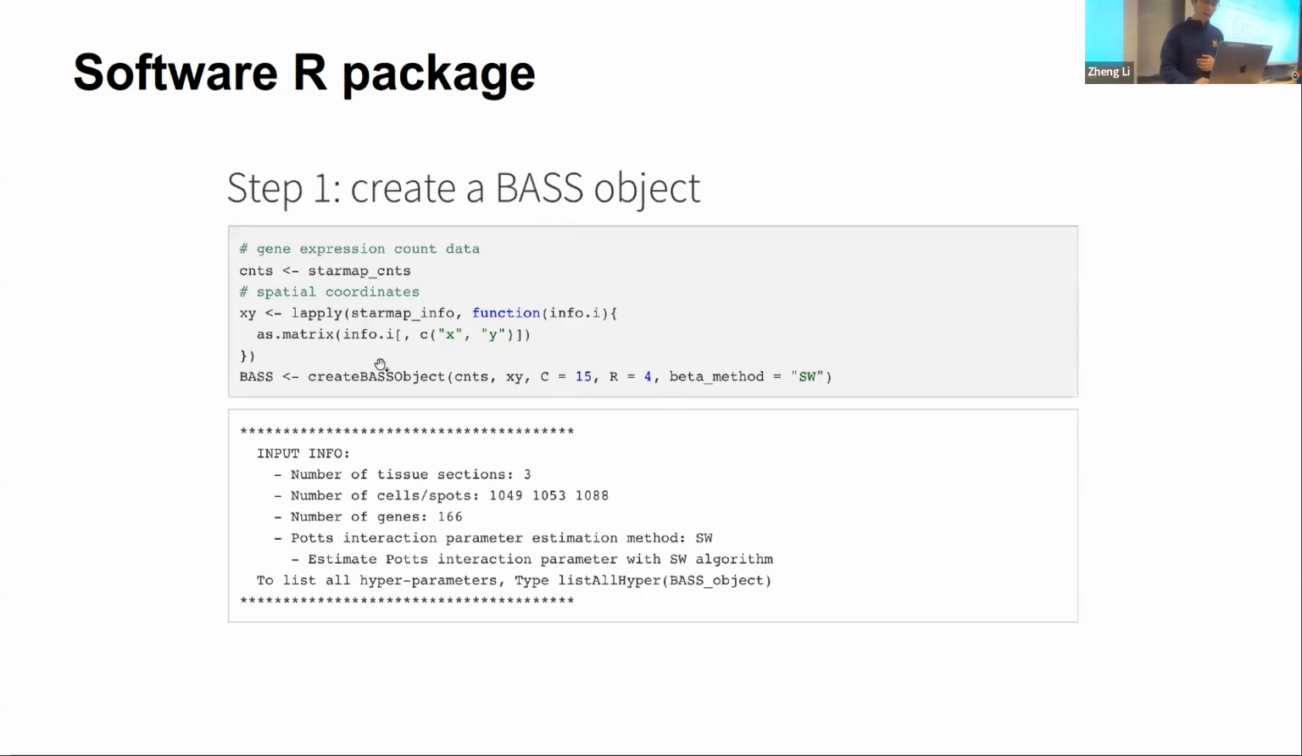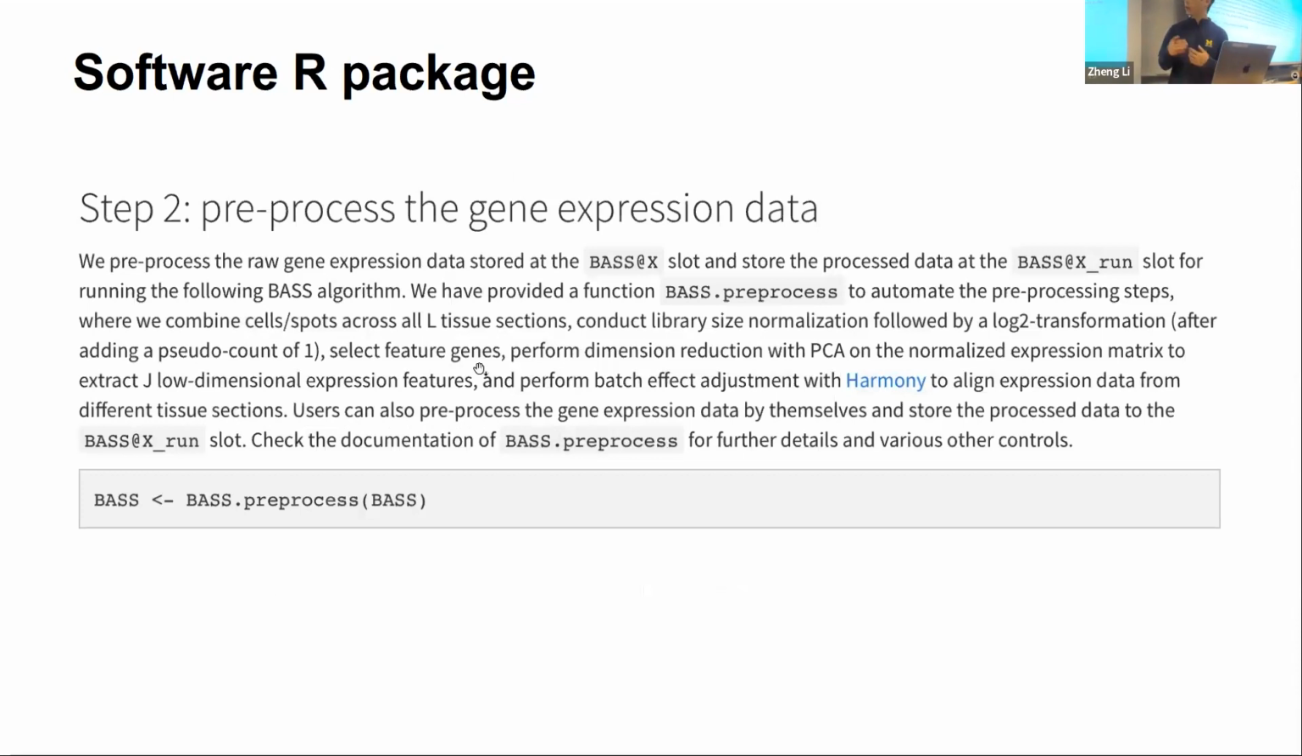And then you create a BASE object with this input. After that, we only require minimum pre-processing for the data. The basic pre-processing steps include library size normalization, followed by log2 transformation after adding a pseudo count of 1. This is very standard pre-processing in single cell data. After that, we select feature genes and perform dimension reduction with PCA. The default number of PCs we select is 20.